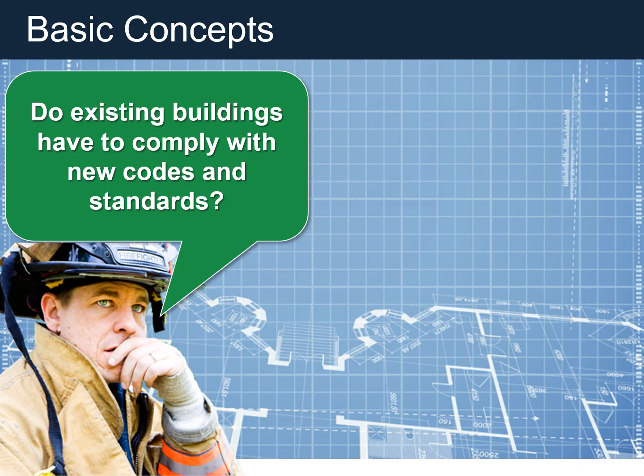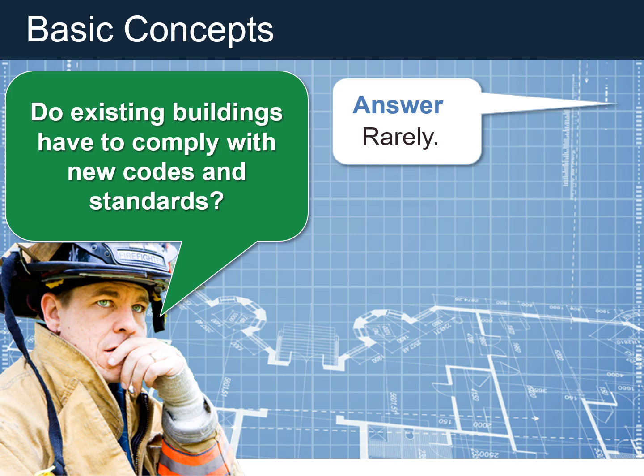Do existing buildings have to comply with codes and standards? And does the acceptable level of risk ever change? Since codes and standards change throughout the life of that building, do existing buildings have to comply? Not normally. Generally, public policy dictates that a building that was compliant with a jurisdiction's regulations at the time of construction does not have to be updated to later versions of the codes.